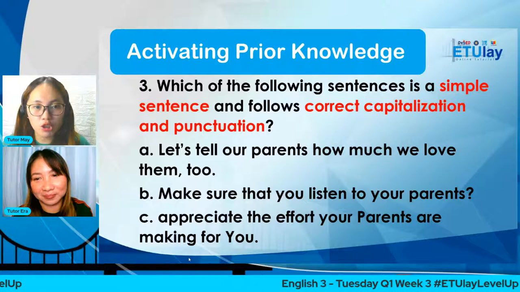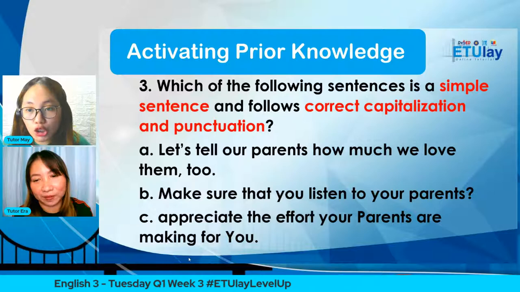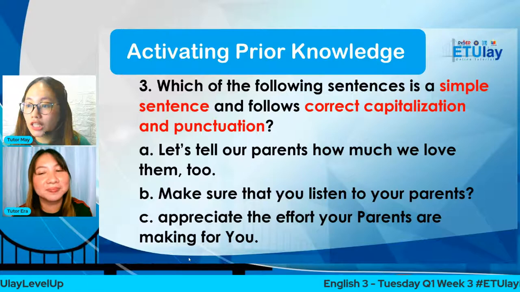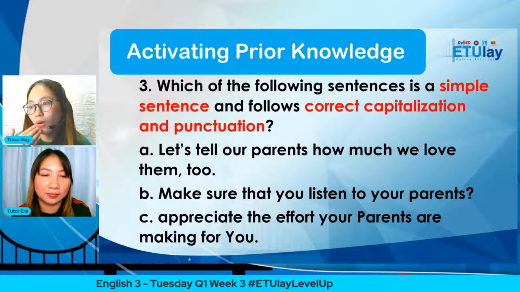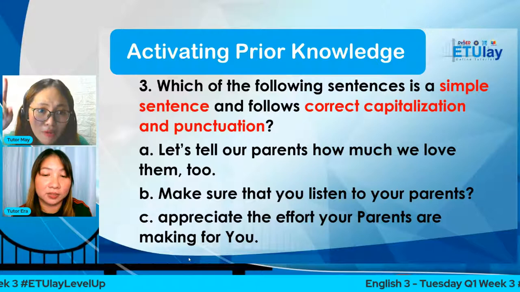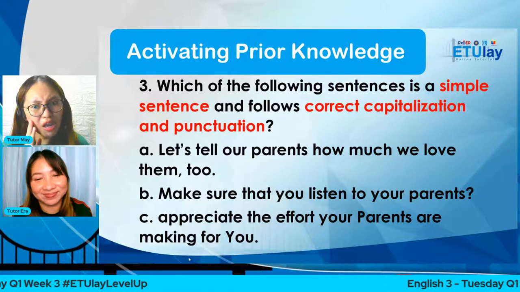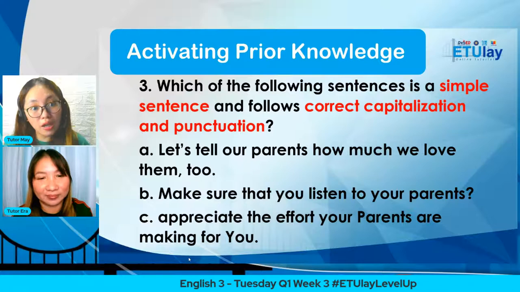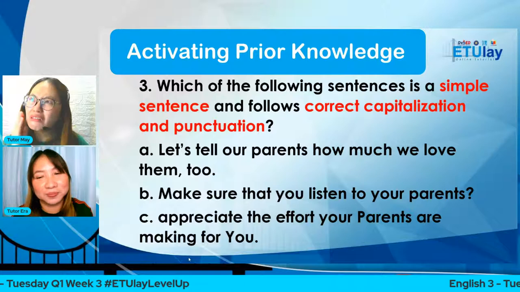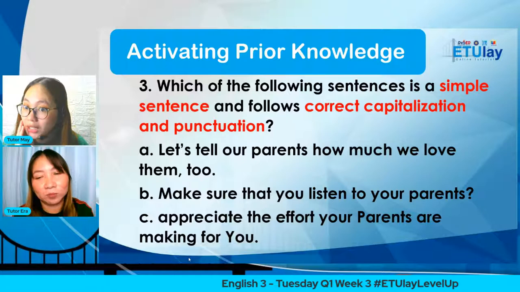Okay, let's take a look at number three. Most of your answers are divided. Tutor Ira, some said B, some said C. But if you take a look at letter B: make sure that you listen to your parents. Is that the correct punctuation? It seems like you are saying something, but your punctuation is a question mark. Can you rethink your answer? I don't think B is the correct answer because you are saying something. You're not even asking. You're just saying, make sure that you listen to your parents. And I think it's wrong to have a question mark at the end of the sentence. So if it's not B, what do you think is the correct answer? Is it A or C?